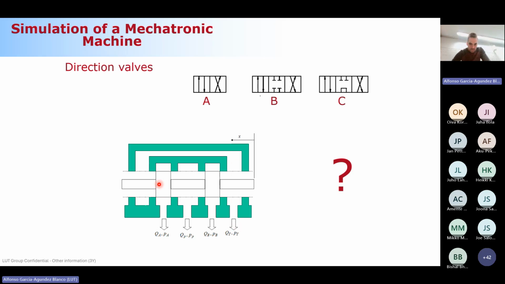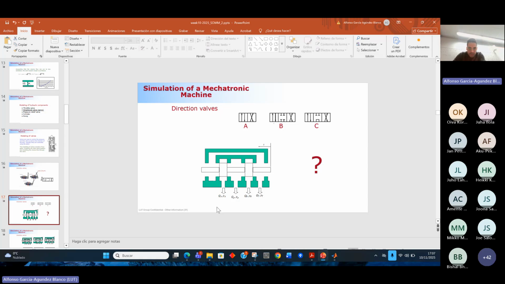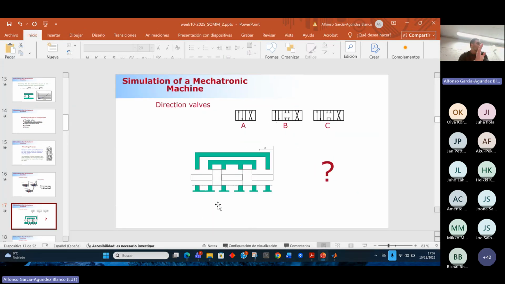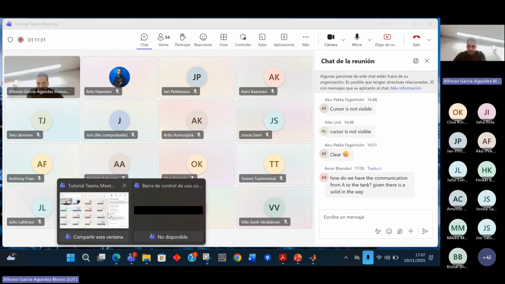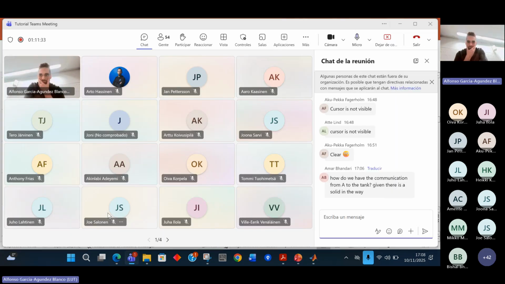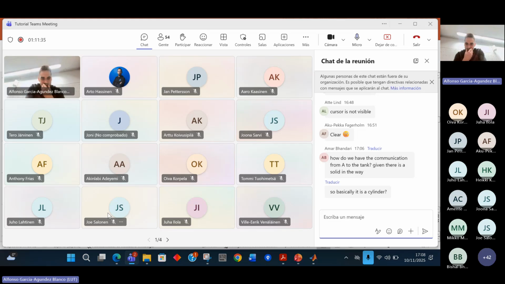So imagine again this moving to the right. You are not blocking with this big diameter this flow entry, so the flow could go to here, okay? Is it clear? Let me see the reply. Did you understand this, the exercise and the different connections? Amar, did you understand the connection between the port A and the tank?